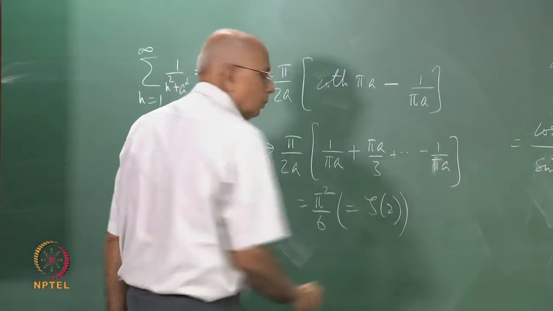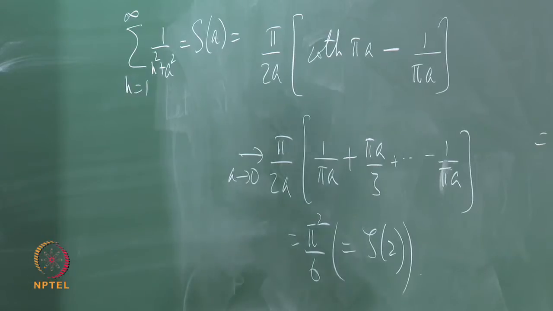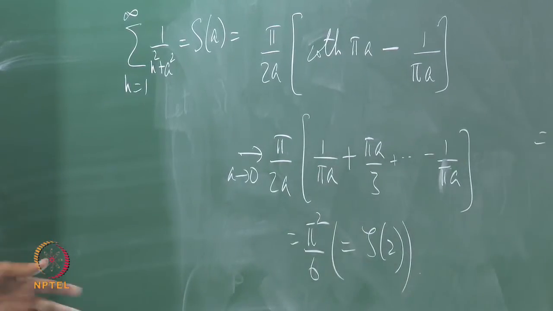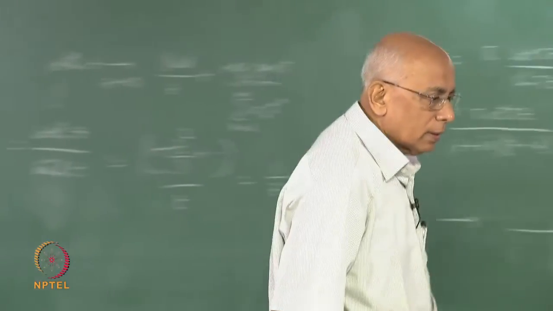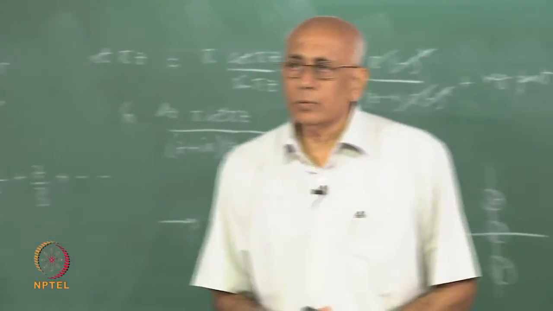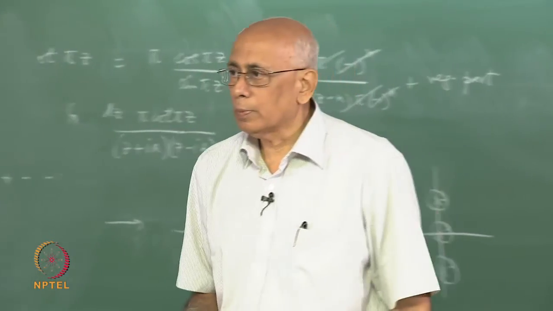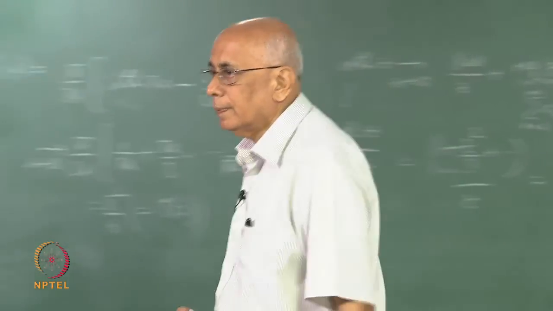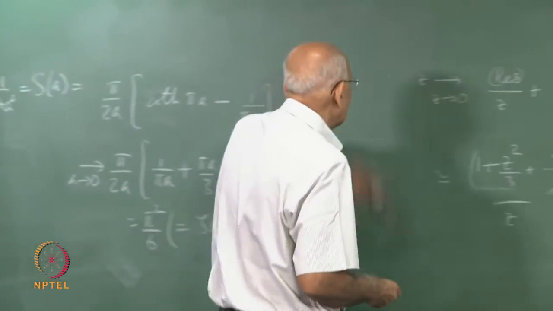That is zeta of 2. Okay. So, it rightly gives you this answer: at a equal to 0, it gives you zeta of 2. The value, as we know, is pi squared over 6. Let us go a little further with this.